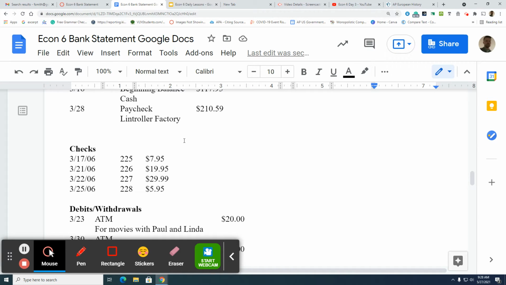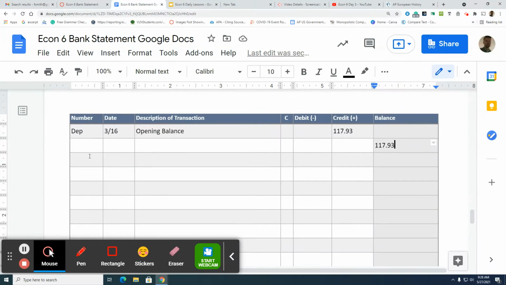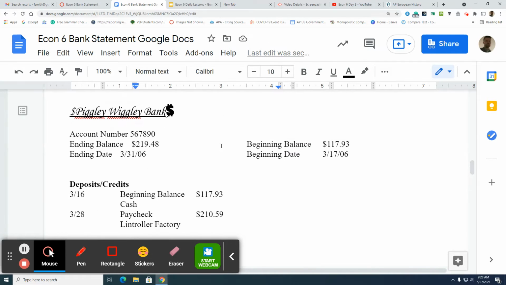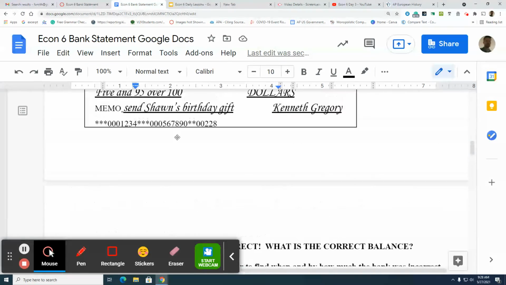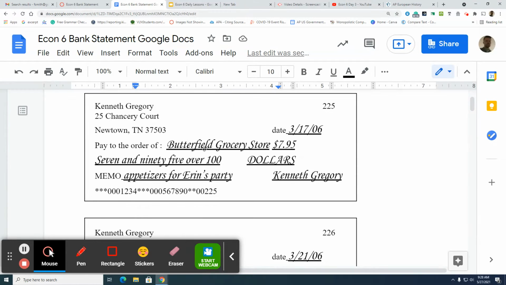And then we'll look for the second one that he makes. He does make another transaction on the 17th. And so that would be a check for $7.95. And it's check number 225. Makes it on 3/17. It is a debit for $7.95. And let's see where that is to. And check number 225 is to the Butterfield grocery store.